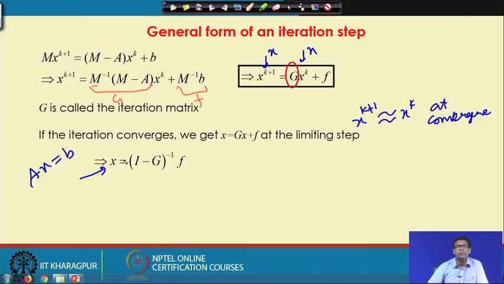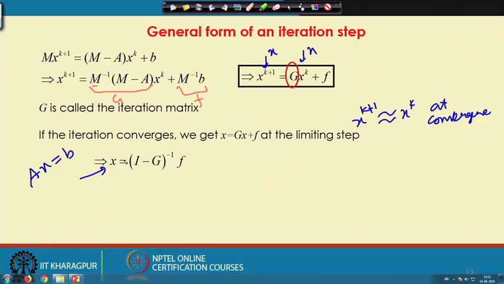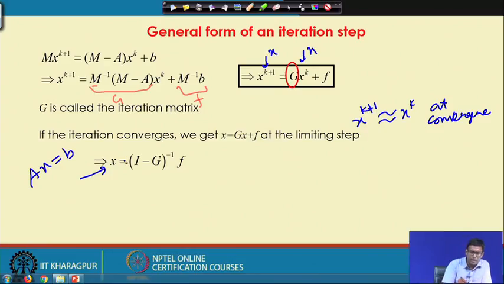When the equation satisfies A x is equal to b, x has converged to the right solution. So at the converge step we get x is equal to G x plus f, or x is equal to I minus G inverse of f. This x must be a solution of A x is equal to b as well; these two x's should be the same, so they must be coming from the same solution.